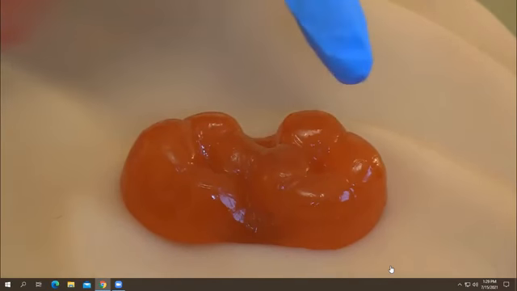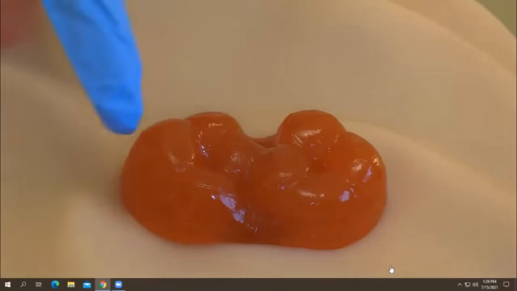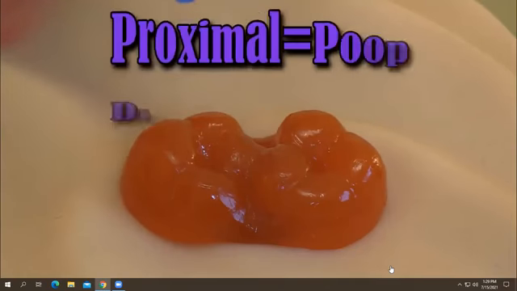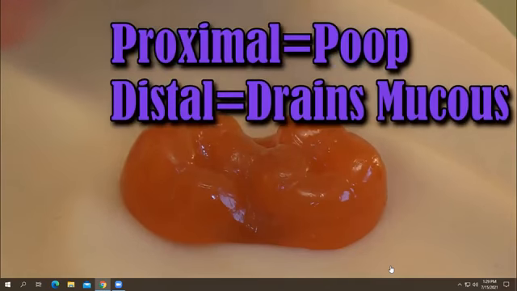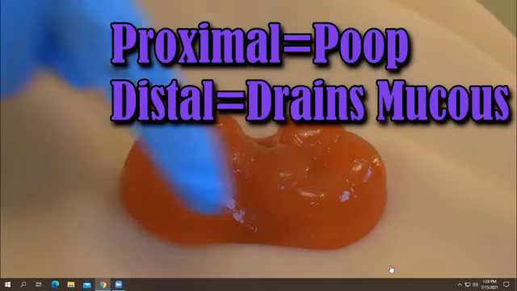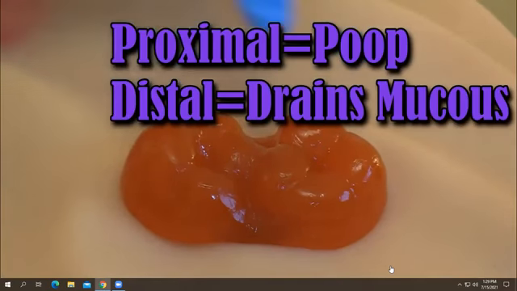So if you're ever asked on a test, patient has a double barrel ostomy, what do you expect the proximal and the distal to drain? You will know that the proximal drains stool and the distal will drain mucus. And so that's what your classic double barrel ostomy will look like.